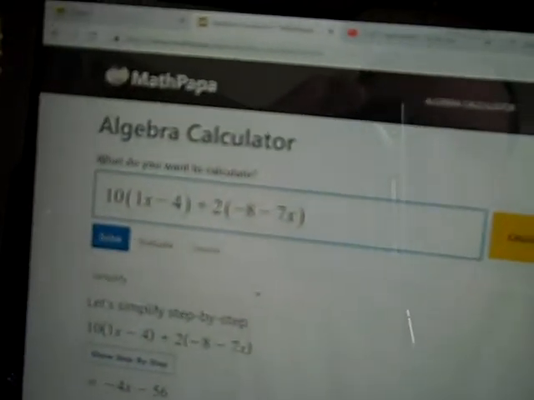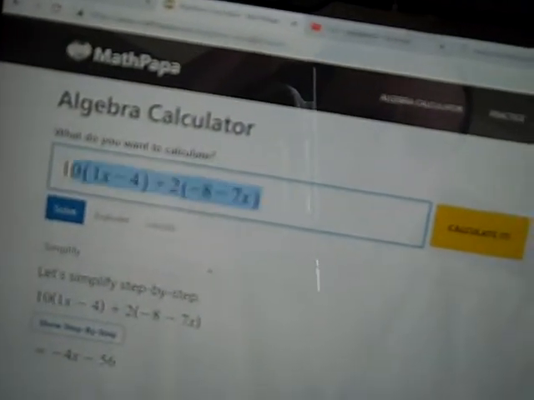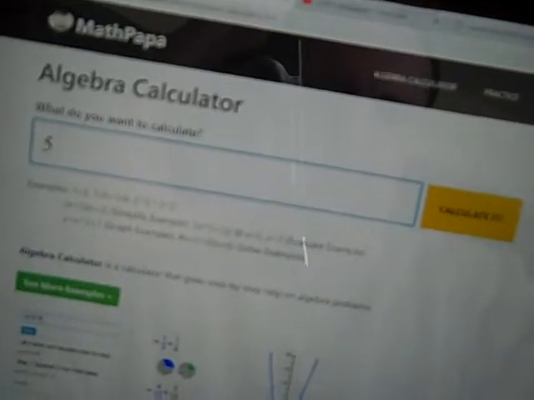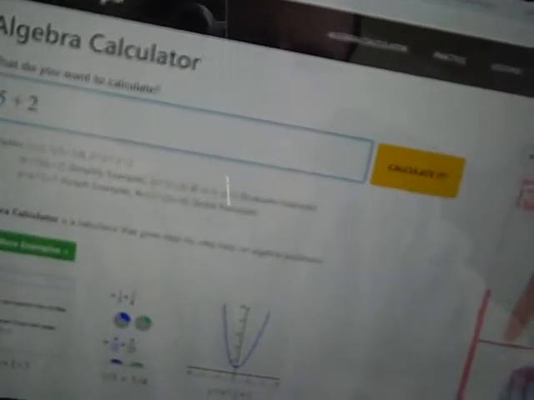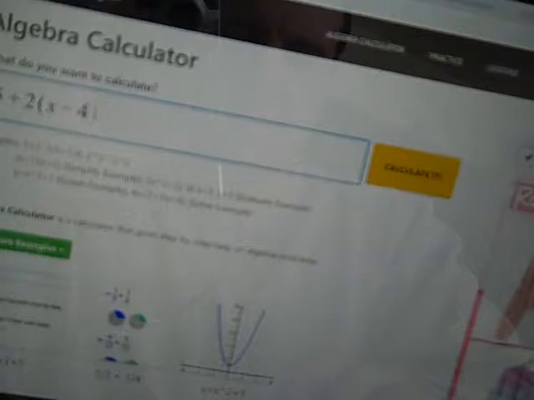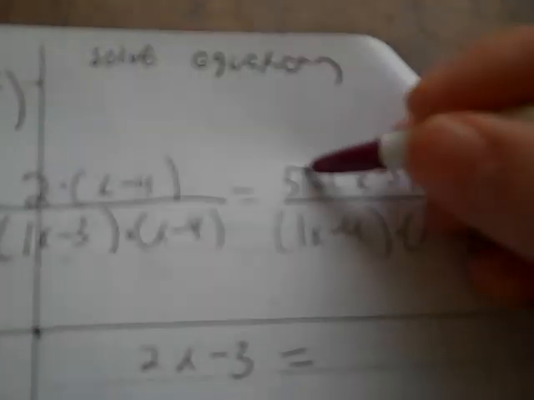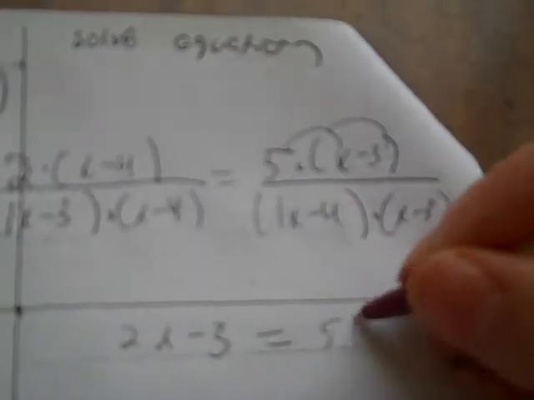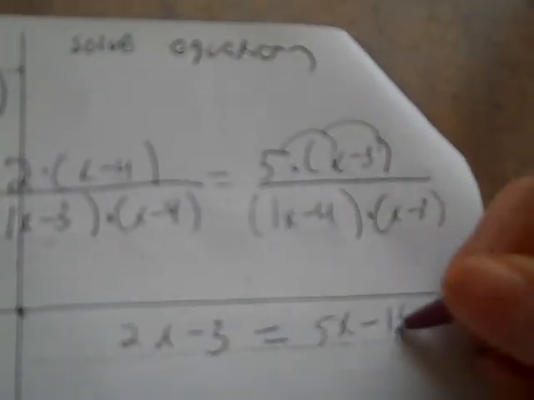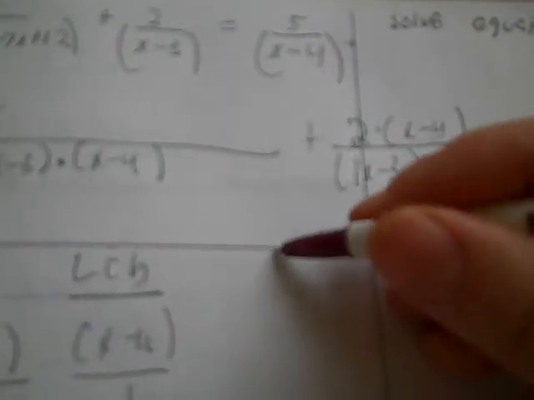Okay, now drop your equals. So I got 5 plus 2 parentheses x minus 4. Okay, it's 2x minus 3 on this side. Then the other side is just going to be 5x minus 15, or plus negative 15. Doesn't matter. So we have x only.